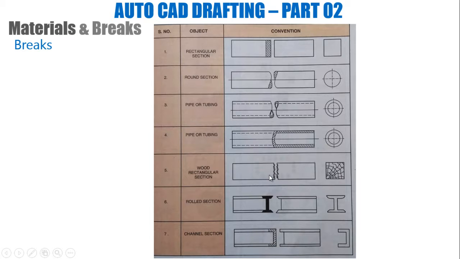And this is wood, and rolled sections like steel I-beams and channel sections, or we can say this is a U type of section. Okay, these examples are more related to mechanical, and regarding the architectural break lines, at the time of drafting we'll discuss. Okay, that's all about the materials and breaks. We'll continue to the next lecture.